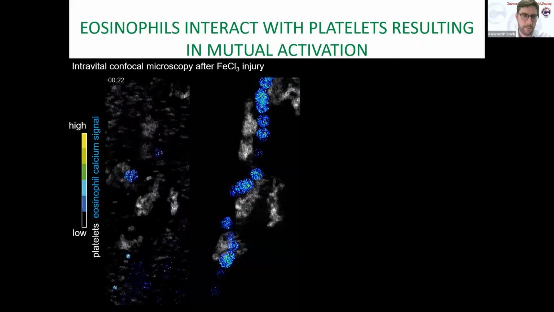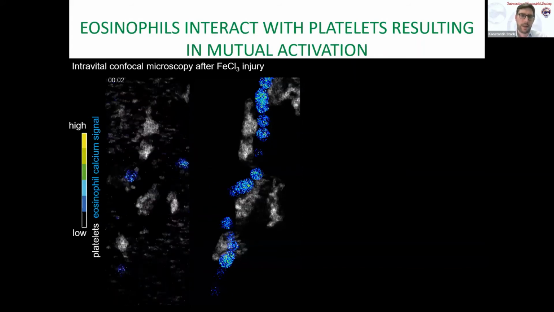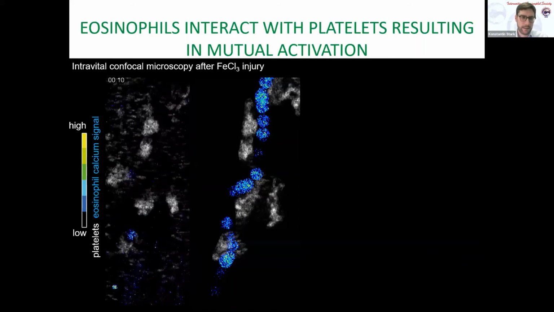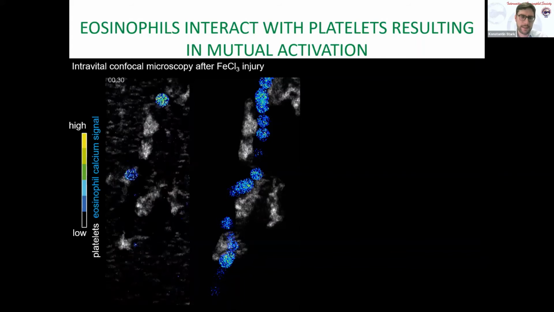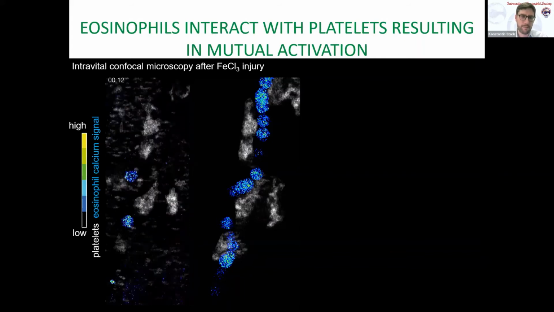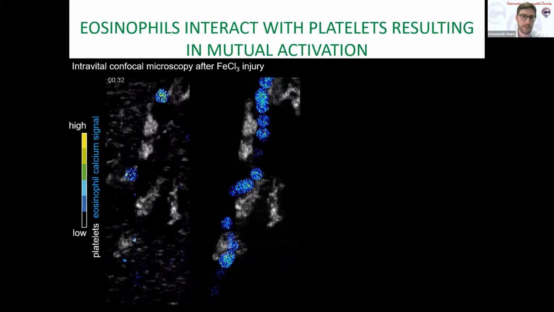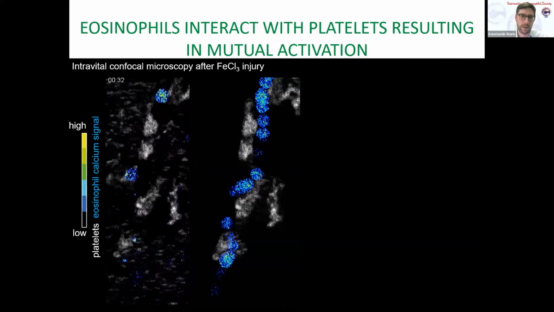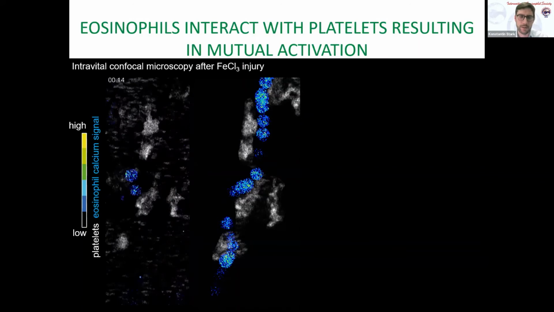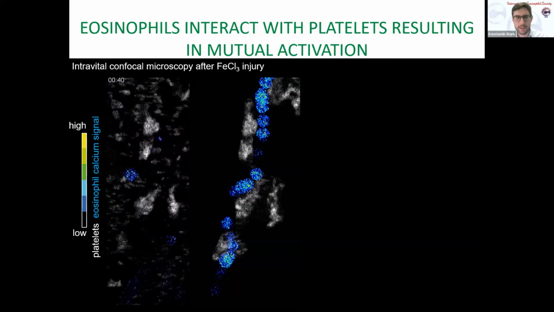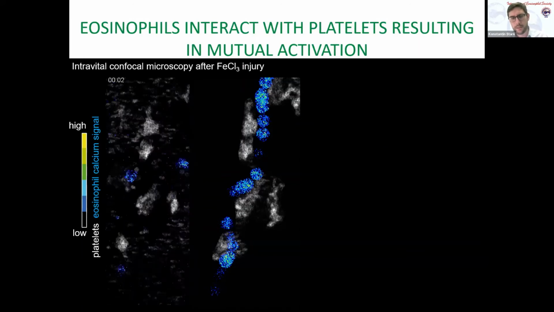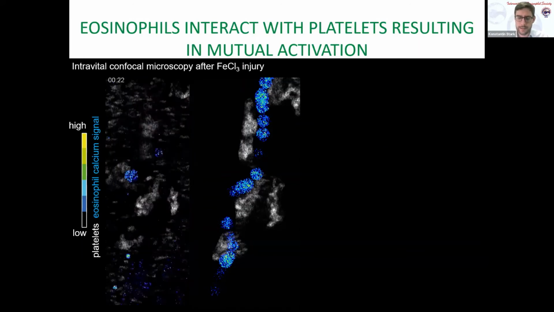Here we used an injury model where we used ferric chloride and labeled platelets and eosinophils with the EU cream mice, which we received from James Lee, which was crossed to a calcium indicator mouse. And from these images, we could see that there's a lot of interaction going on between eosinophils and platelet aggregates.